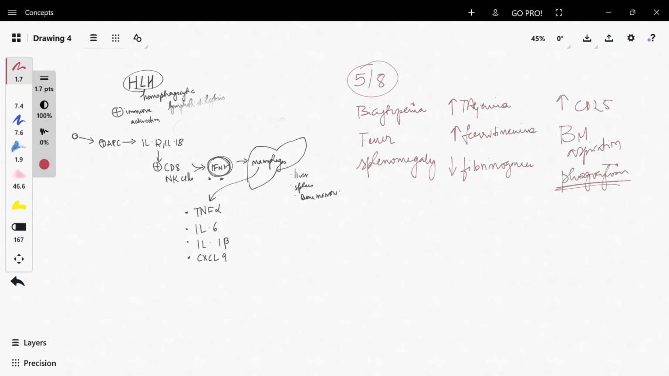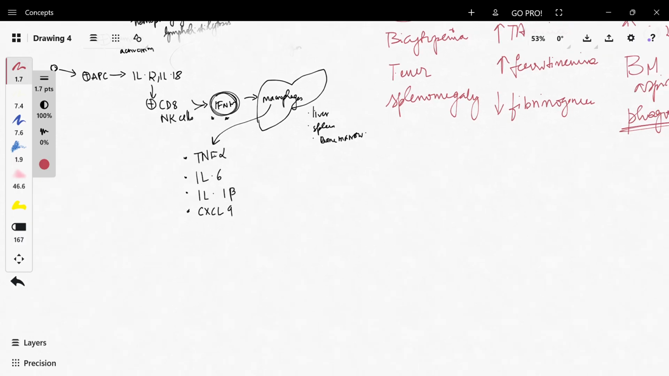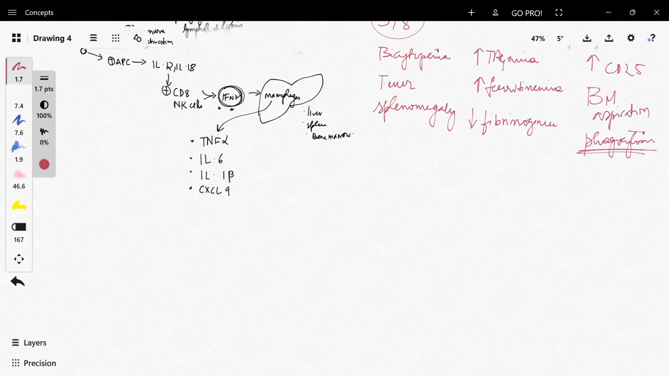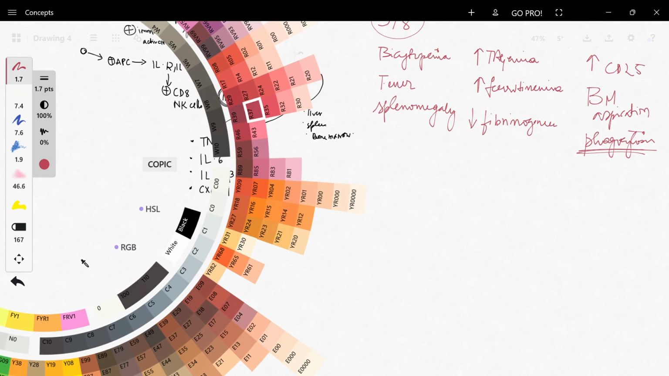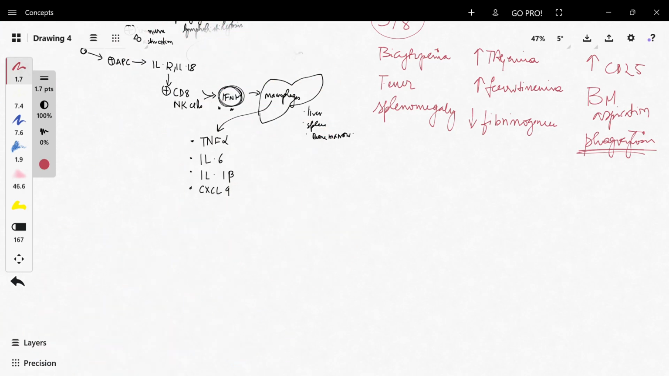Okay, so let's get back to our cytokines and what they're up to in this disorder. Let's start with tumor necrosis factor alpha. So what this guy does is that it activates CD4 helper T cells, which release IL-2. Now, this cytokine is the one that activates cytotoxic T lymphocytes all over again.